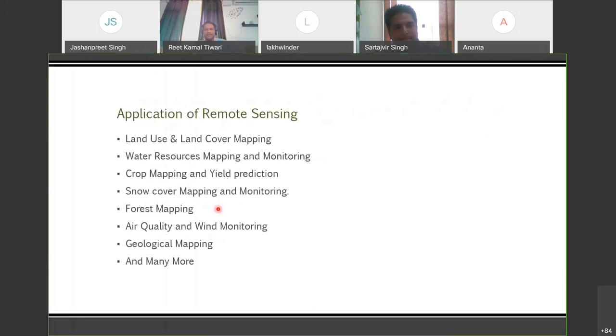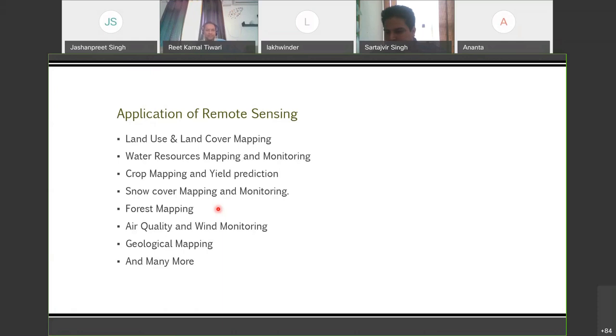These are the application areas of remote sensing, like land use, land cover mapping, water resources mapping and monitoring, crop mapping and yield prediction. Machine learning is very much used in the yield prediction area. Here we take different images which show how the crop is growing over time, and then we give this data as an input to different machine learning algorithms, and they help us in predicting what will be the future yield from those crops.